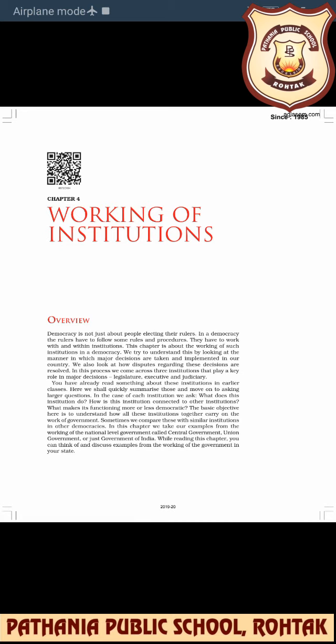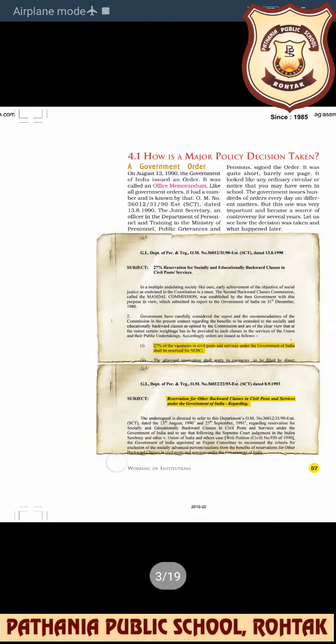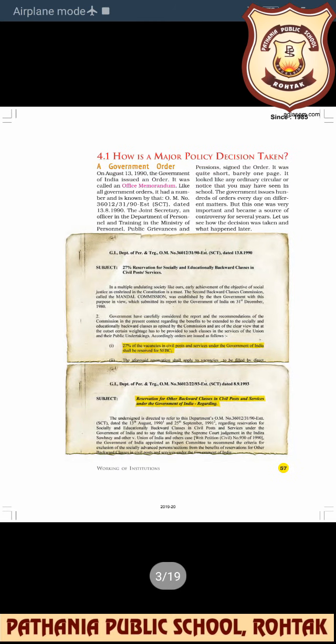So in this chapter, the very first topic is how a major policy decision is taken. As you know, in a democratic country like India, all the major decisions are taken by the elected representatives. But how these decisions are taken, there is also a procedure for it. One example is given about a government order. This government order is known as the office memorandum.